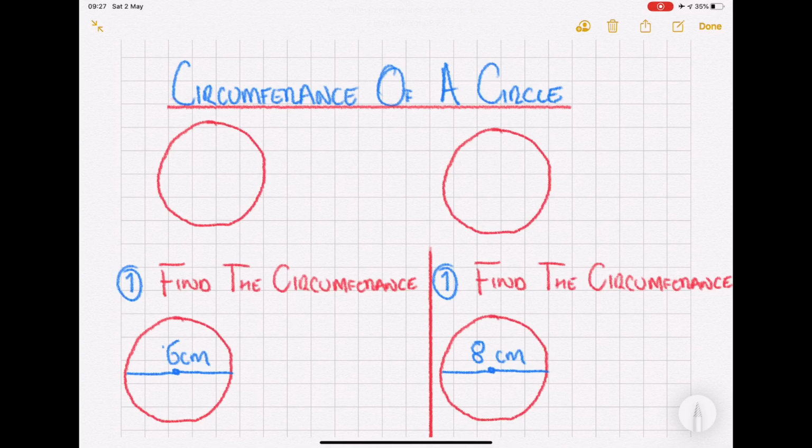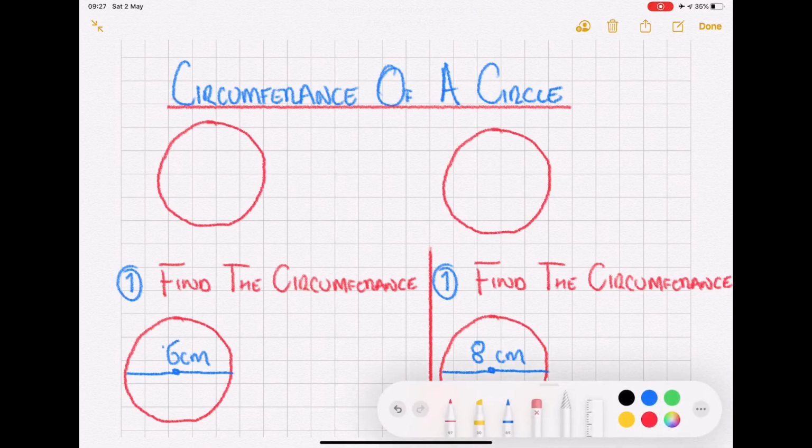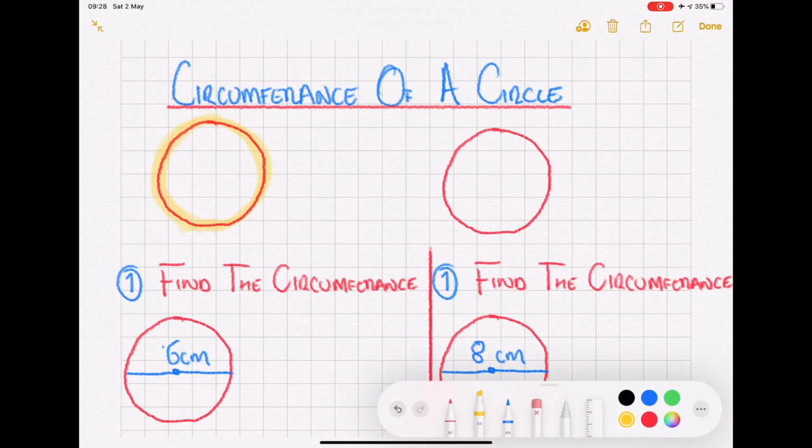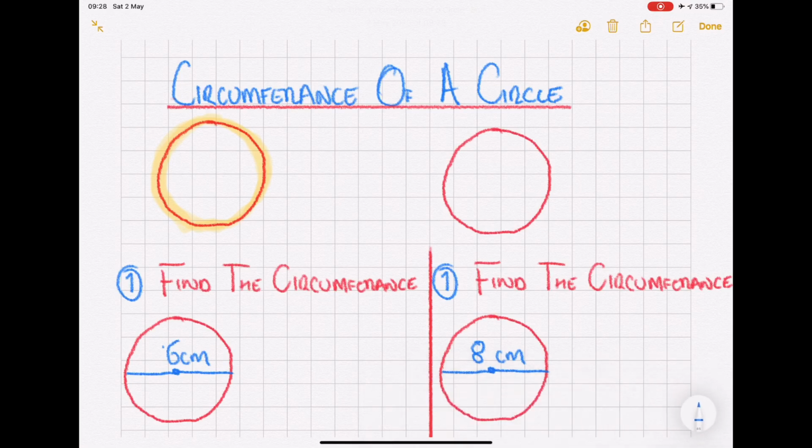Now, before we begin, I just want to talk about a couple of things, mainly what the circumference actually is. When we talk about the circumference of a circle, we imagine the circle, and the circumference is this outside edge here. So when we're saying find the circumference of a circle, or find the length of the circumference, basically what we're doing is we're trying to find out how long that outside edge is. And that's the circumference.